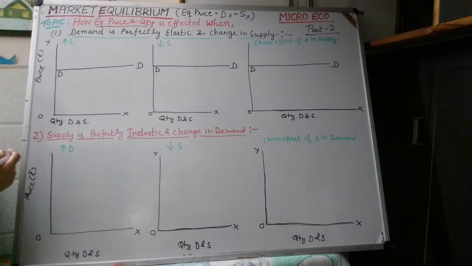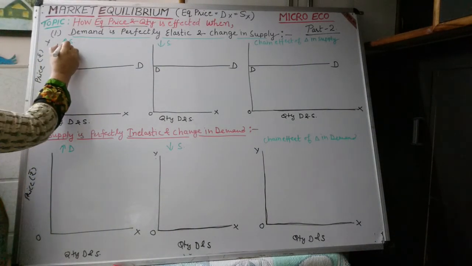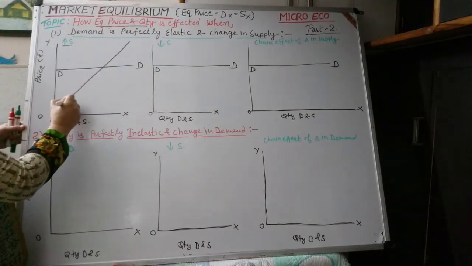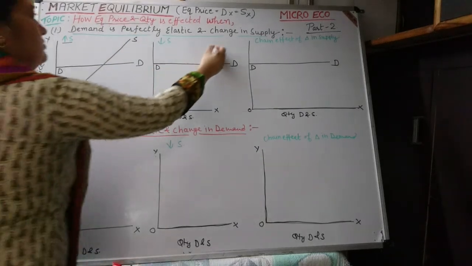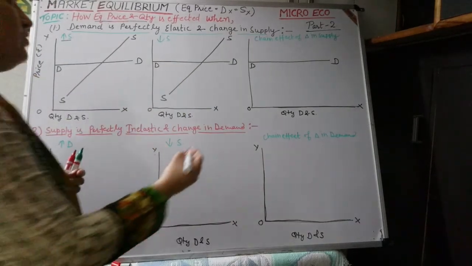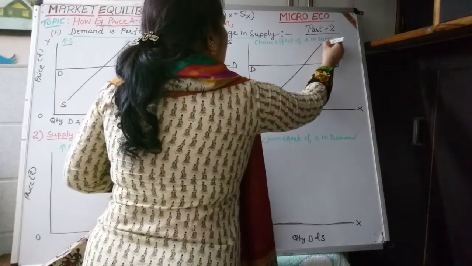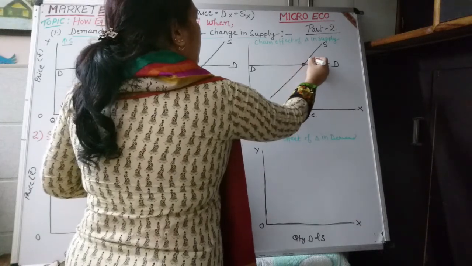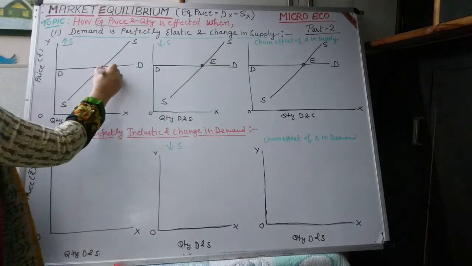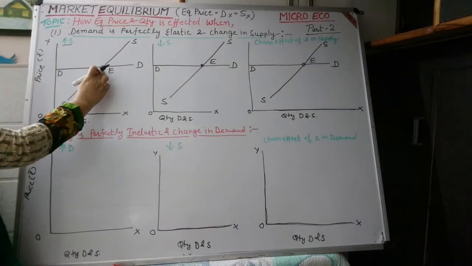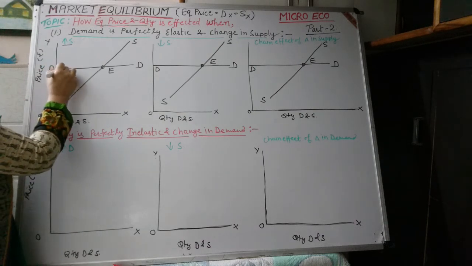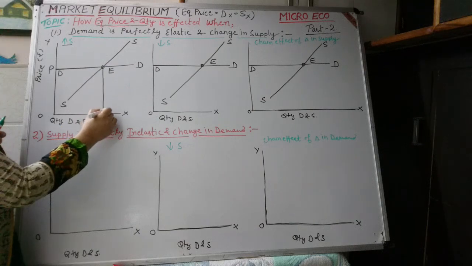So this is the perfectly elastic demand curve, and we have to clear an increase in supply. By nature, the supply curve is left to right upward sloping and has a positive slope. This is the SS supply curve. The DD demand curve and SS supply curve intersect each other at point E. This will be the equilibrium point. OP will be the equilibrium price and OQ will be the equilibrium quantity.